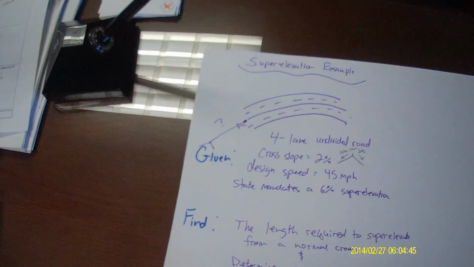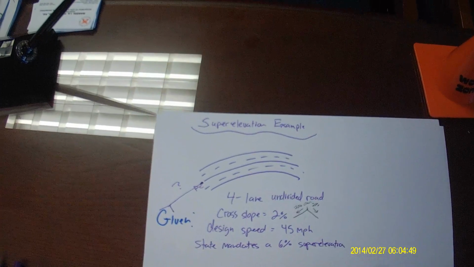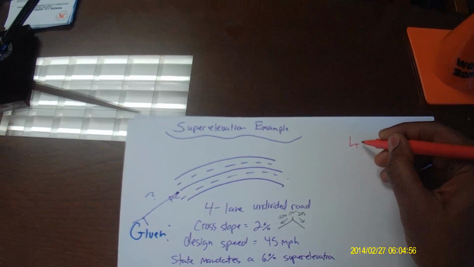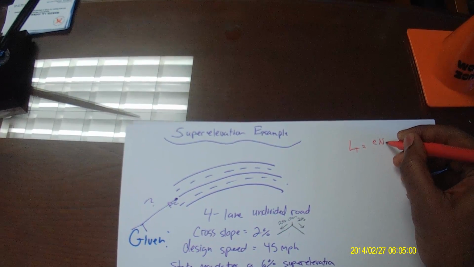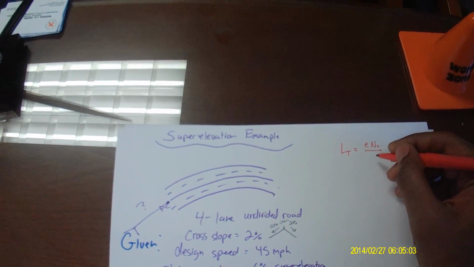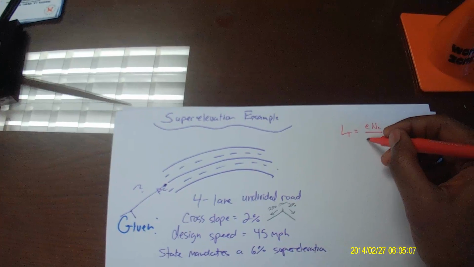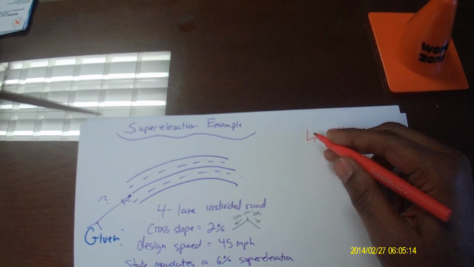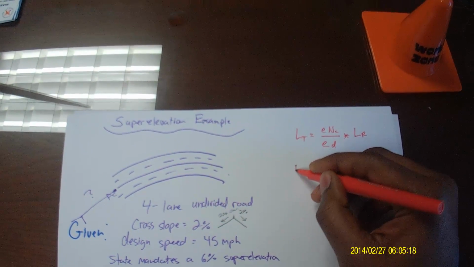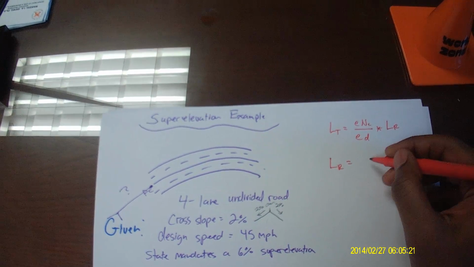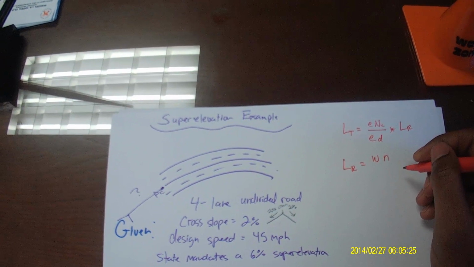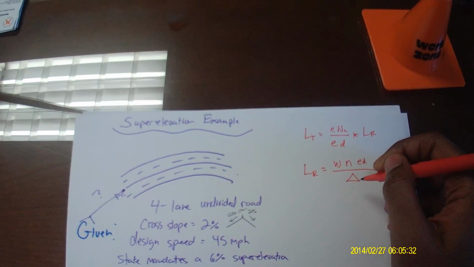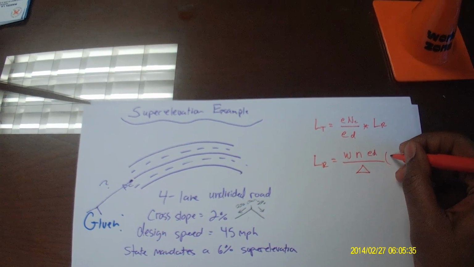Okay, well, to start to answer this question, we have to basically write a few things down. The first thing that I want to write down is my L sub T equation, which is equal to E, normal crown, the percent of the normal crown, which was given as 2%, and also the super elevation, and all that's multiplied by your length of runoff. So your length of tangent runout is equal to this. Now your length of runoff is equal to your width of the road times the number of lanes that you'll be rotating times the super elevation divided by the relative gradient, and all of that's multiplied by your adjustment factor.